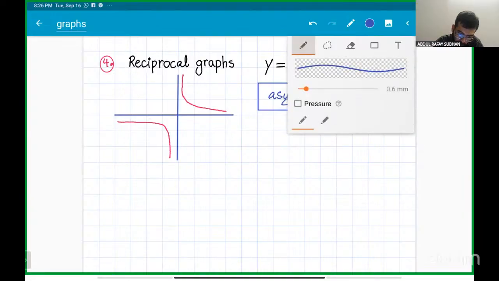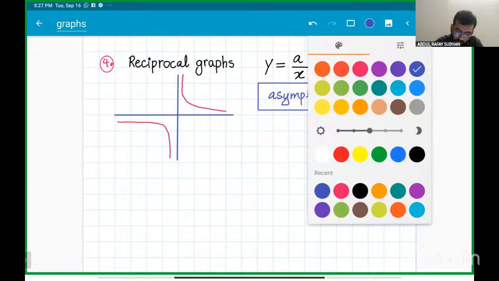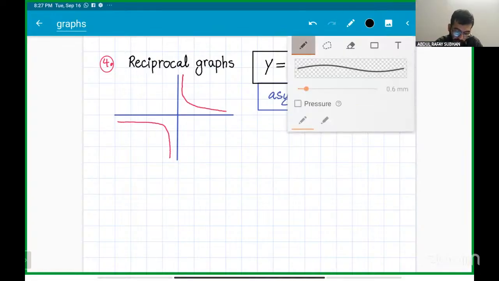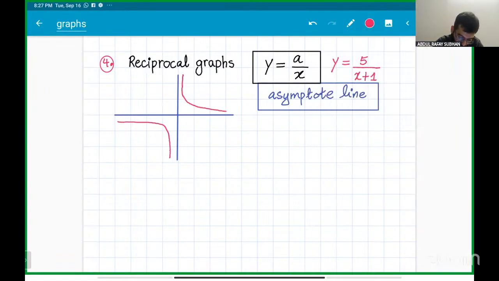And the last one is basically the main objective of understanding, which will come in the next 5 minutes. If I show you some equations, can you judge what it is? Okay, you have to judge what it is. It's a reciprocal graph, this one, because x is in the denominator.